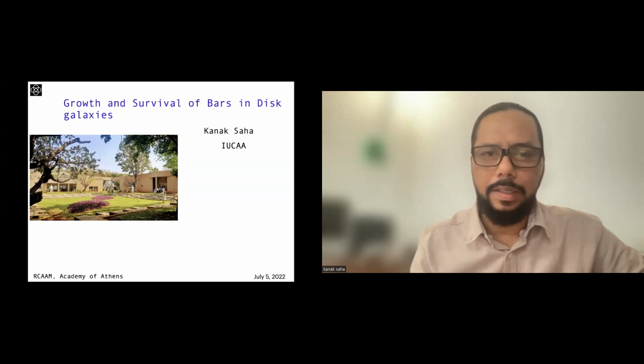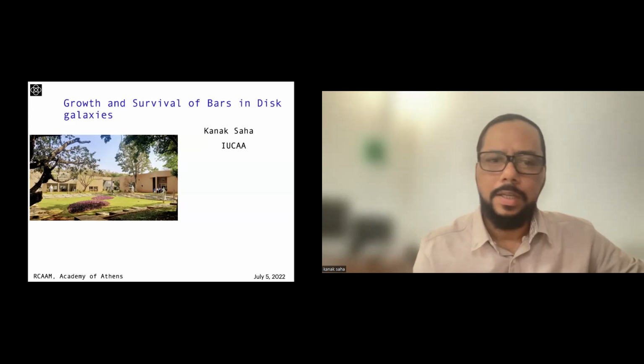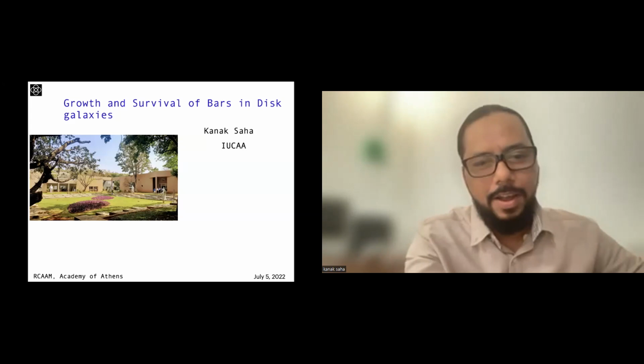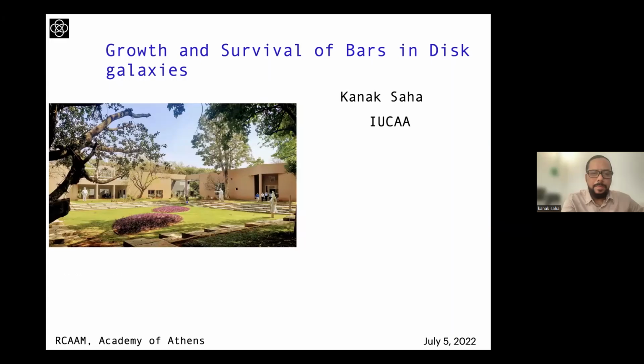Before I get into the subject, here is a picture of our institute. This is the internal premises, where you could see a statue of Galileo, and there are nice seating arrangements where people chit-chat during tea time or coffee time. In short, we call this institute IUCAA, I-U-C-A-A, and it is one of the premier institutions in India for doing astronomy and astrophysics research.